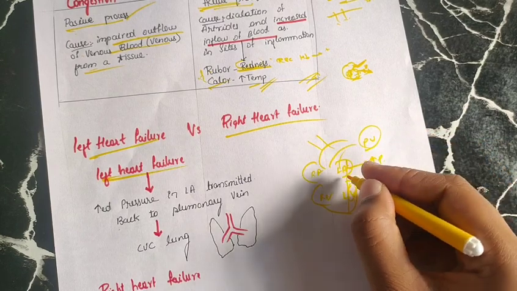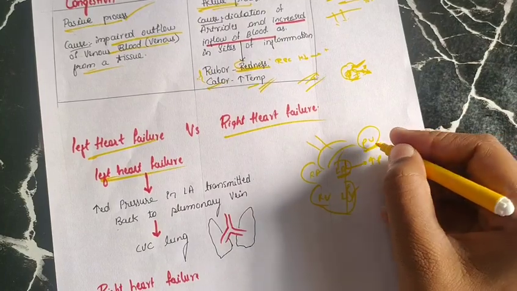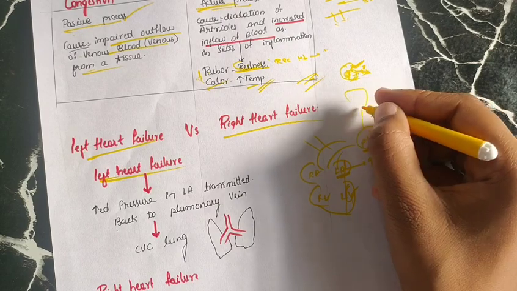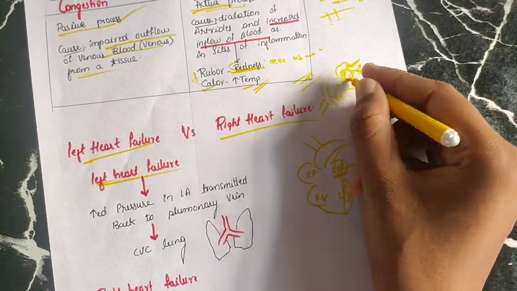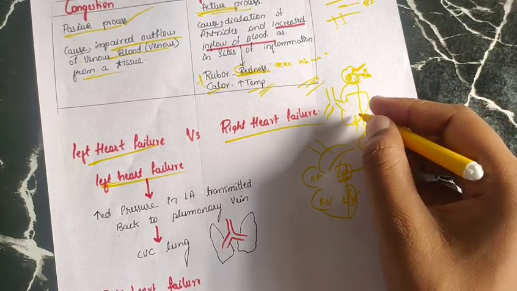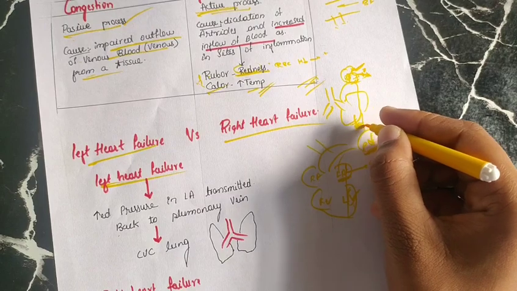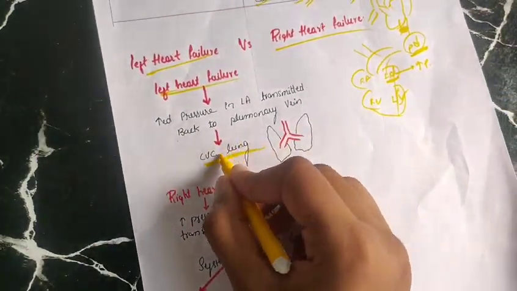This increased pressure in the left atrium is transferred into the pulmonary vein. The pulmonary vein comes from the lung. That causes congestion, as the increased pressure causes congestion in the vein. This causes CVC lung. You can see CVC lung is caused.